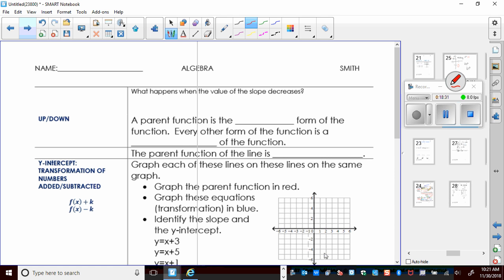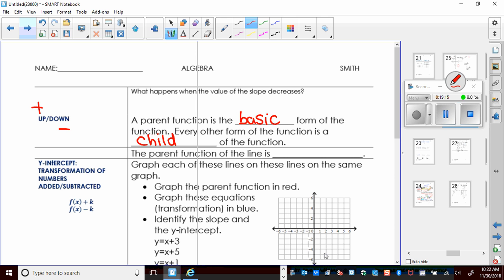Up is always a positive direction. Down is always a negative direction. So either you're going to move up and add a number to that term, or you're going to move down and subtract a number. Now, to reiterate, a parent function is the basic form of all functions. I'm very repetitive. Every other form of the function is a child of the function.